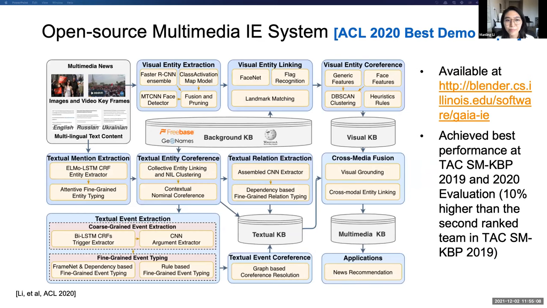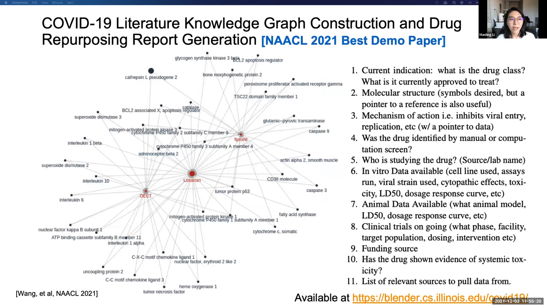And we also have some open source systems, like this one, which is a collaboration work with Marjorie, and we welcome everyone to use this system if you need the event graphs. We also tried to apply it to the COVID literature, and this KB has been downloaded more than 1,000 times.